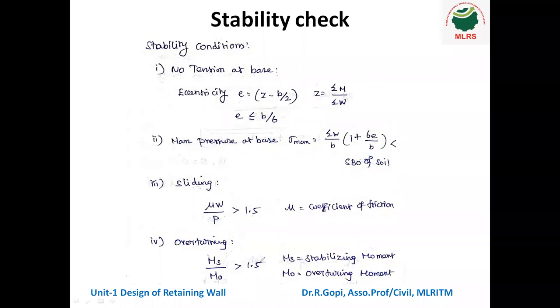Next, coming to overturning. Overturning formula: Ms divided by Mo. Ms is the stabilizing moment, and Mo is nothing but the overturning moment. The ratio of stabilizing moment and overturning moment should be greater than 1.5. So here also, the 1.5 is nothing but the factor of safety. Okay, students, so these are all the four important stability conditions. While doing problems, we will see them one by one.